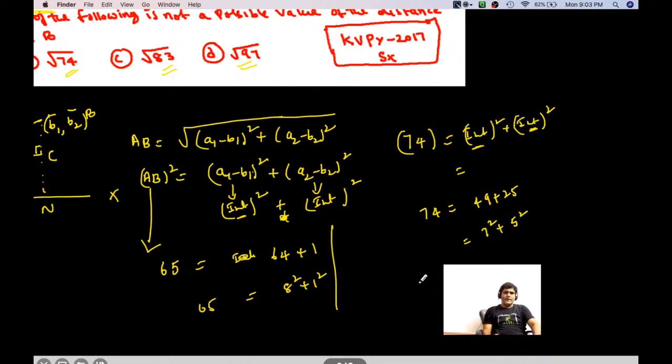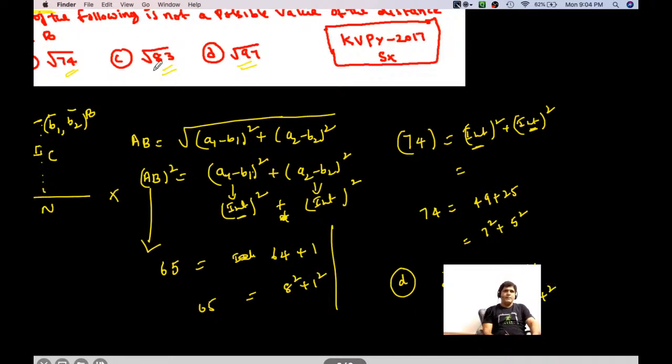Now go for option D, 97. 97 is equal to integer square plus integer square. 81 plus 16, yes, that is 9 square plus 4 square.